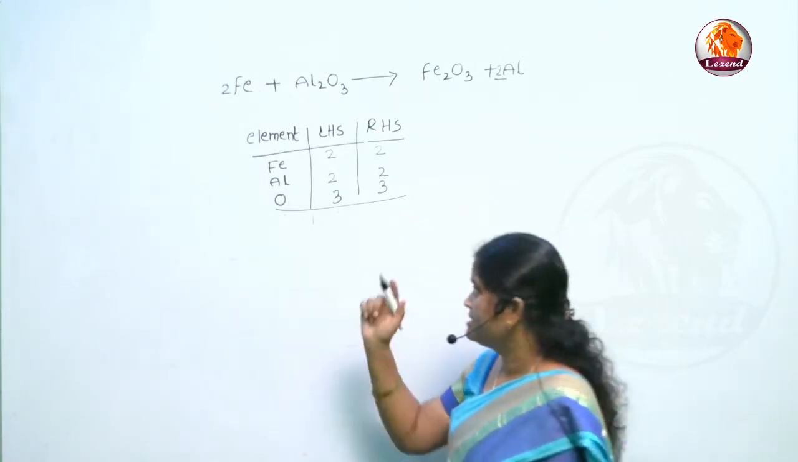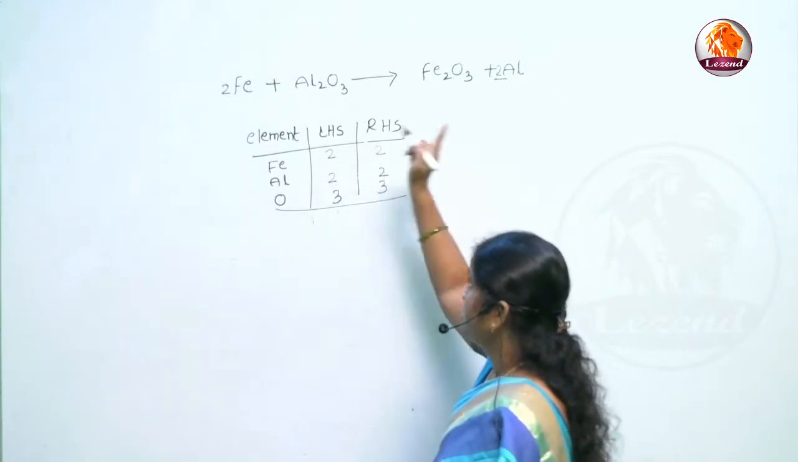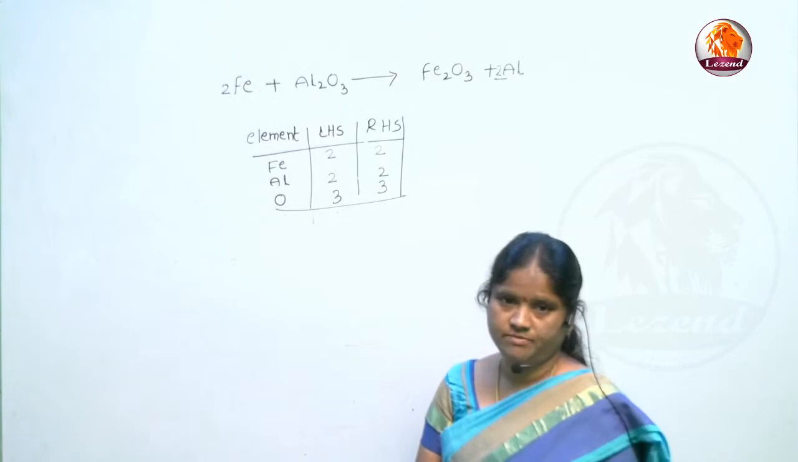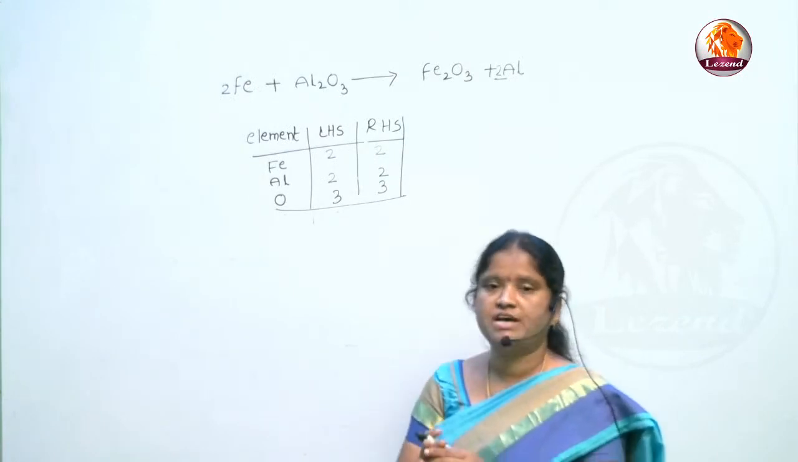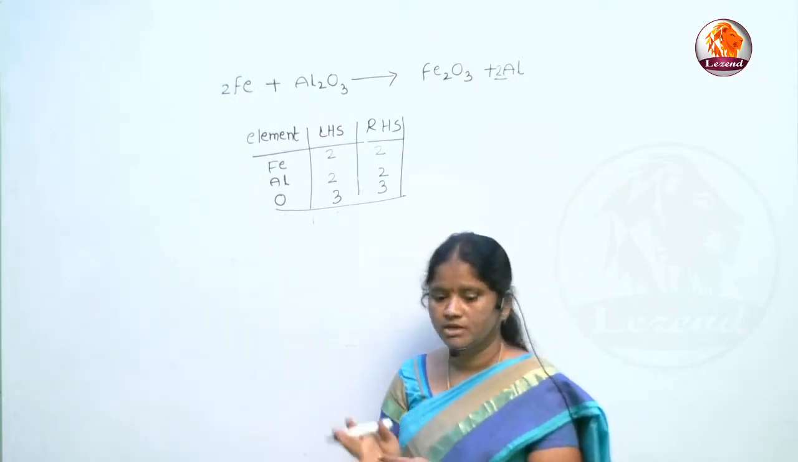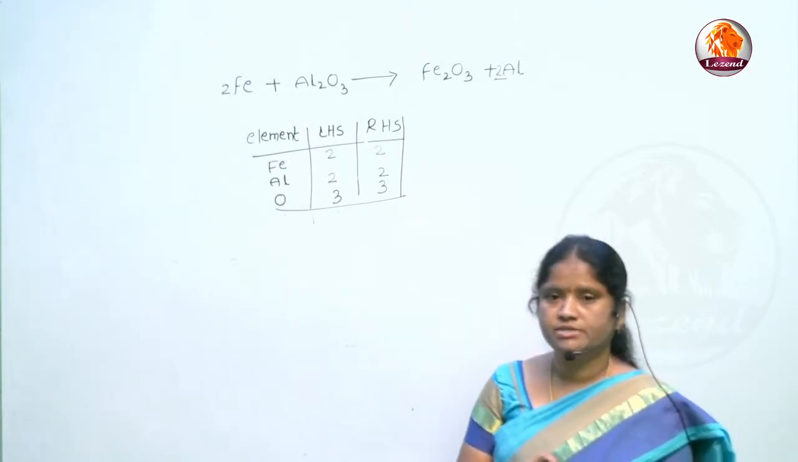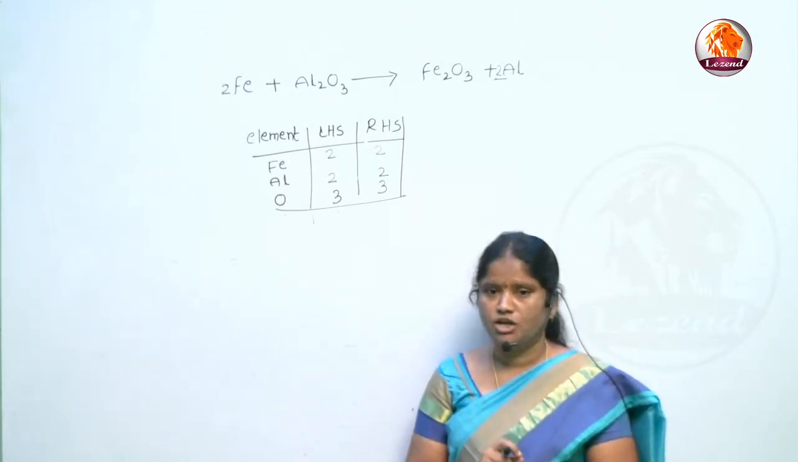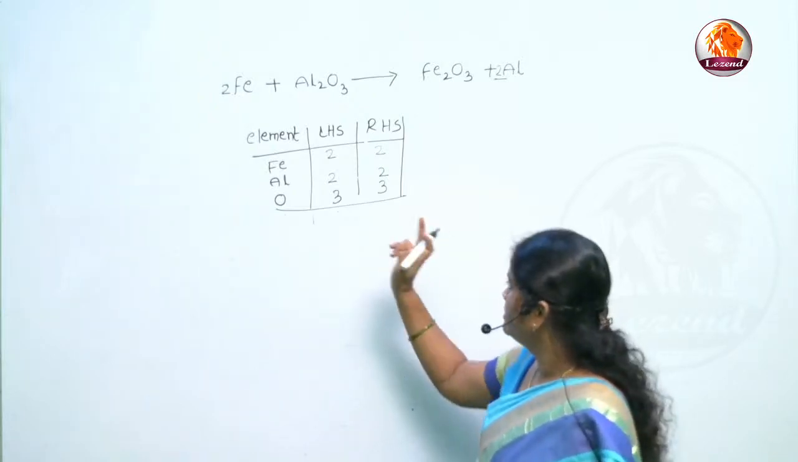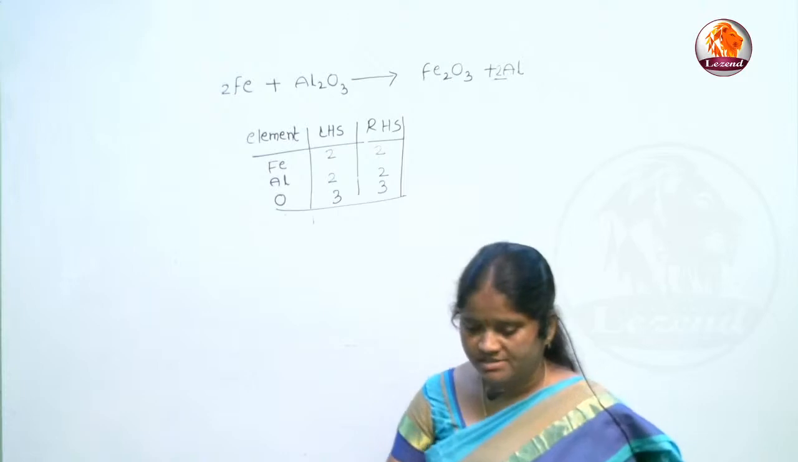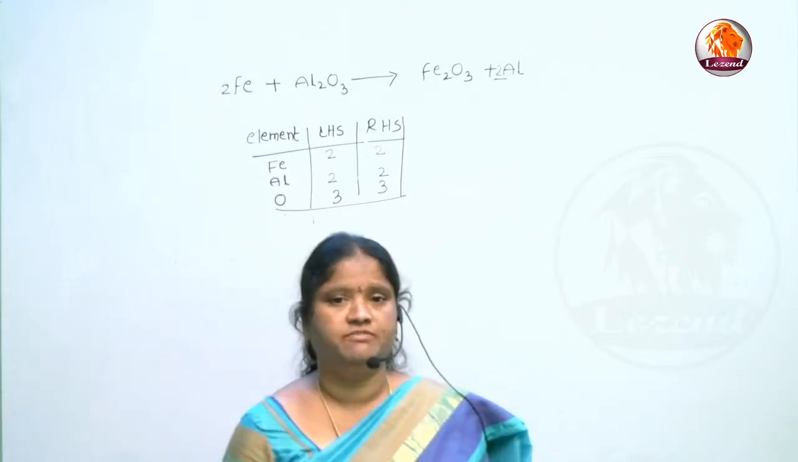Okay. At last, after completing the balancing of the given chemical equation, we need to verify in this way and check that the given equation has become balanced. Okay. So this is the chemical equation: iron plus aluminum oxide gives rise to iron oxide plus aluminum. Okay. Iron and aluminum atoms also we balanced. So in this way we have to balance the given chemical equation with 4 steps.